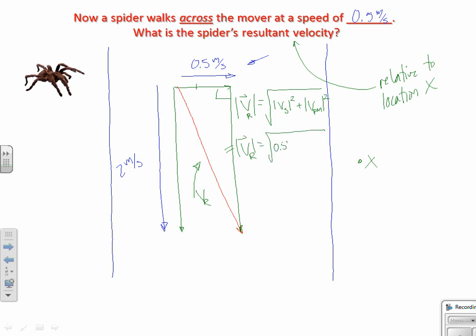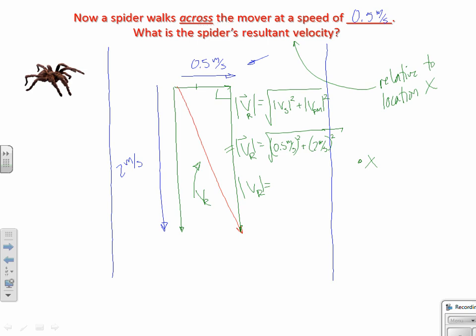The spider's value is 0.5. Notice I leave the units in the work. 2 meters per second. Give me an answer. It's like 2.2. Right? Give me an answer. I don't have a calculator here.